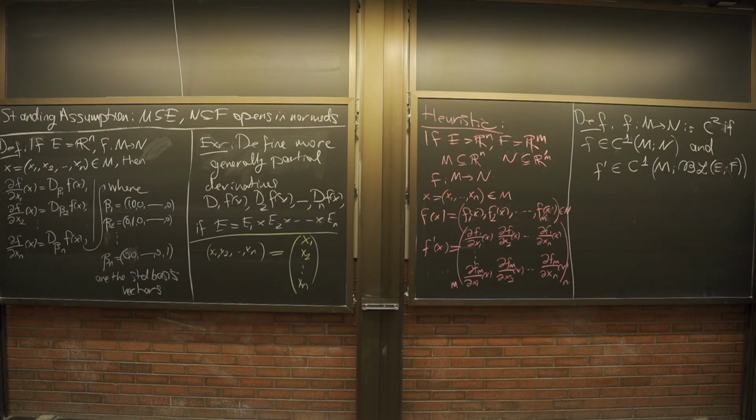Now, does this work? Does this even make sense? Well, we talked about how, for any two normed spaces, the space of bounded linear operators from E to F is itself a normed space under the operator norm. And this, again, is a metric space. And so I can ask, can I differentiate this? So this makes perfect sense.